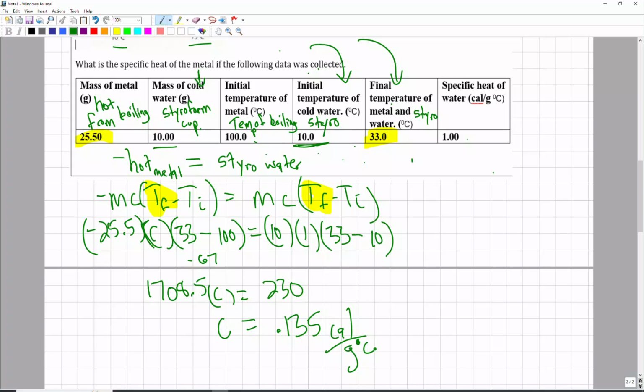Metals have specific heats less than 1. And this one does. Look at that. Hey, 0.135. And that's it.